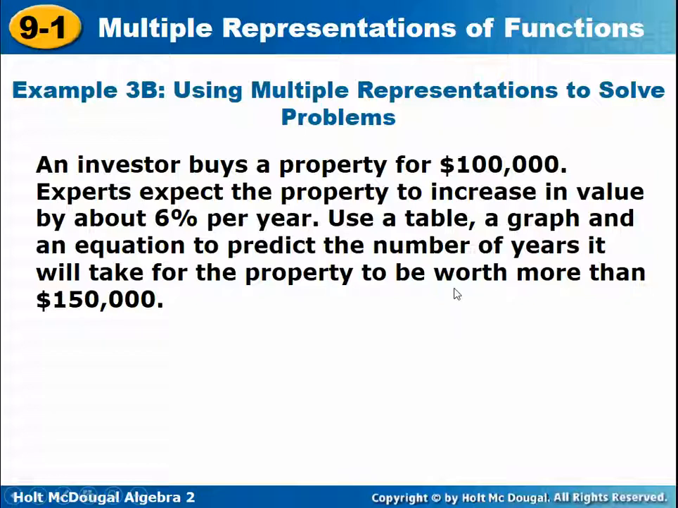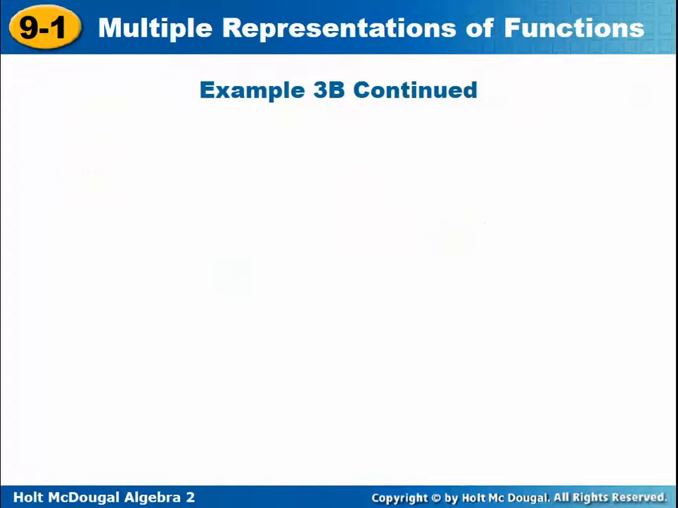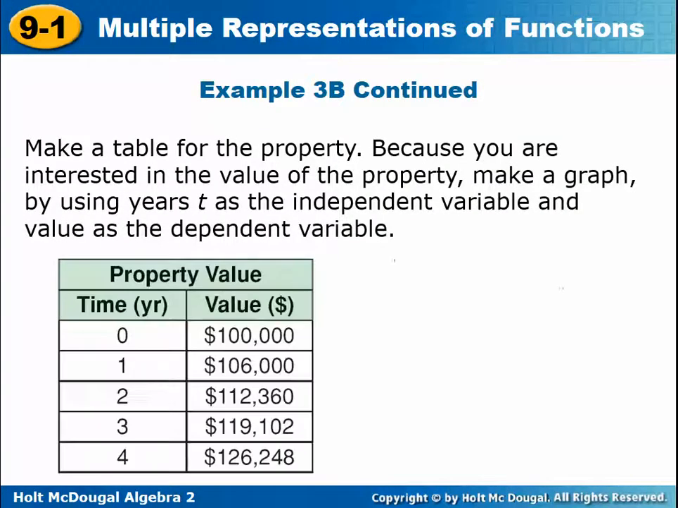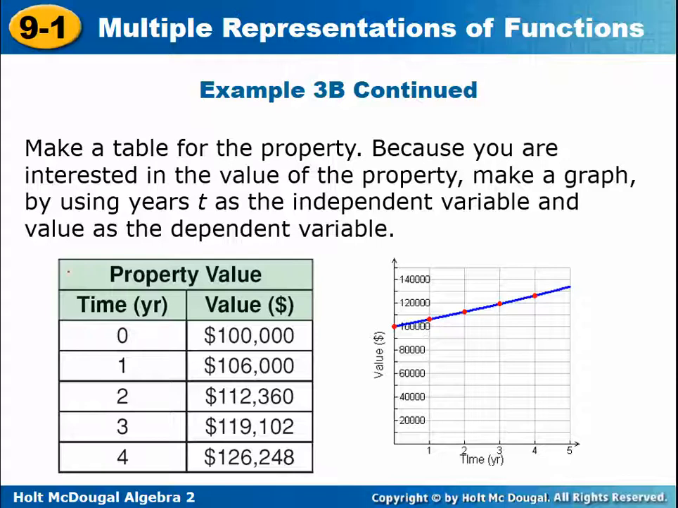This is another type of problem using this. We have an investor who buys a property for $100,000. Experts expect the property to increase in value by about 6% per year. Use a table, a graph, and an equation to predict the number of years it will take for the property to be worth more than $150,000. So it's going to increase in value 6% per year. So we can make our chart, and the first year it's going to go up 6%. The second year it's going to go up 6% of what it was already at.